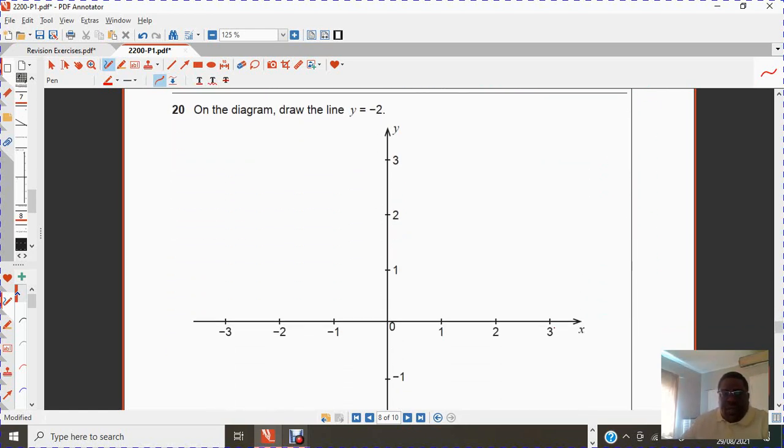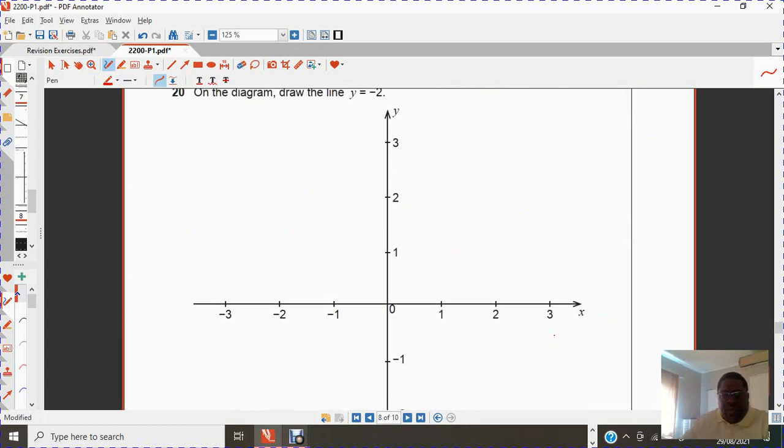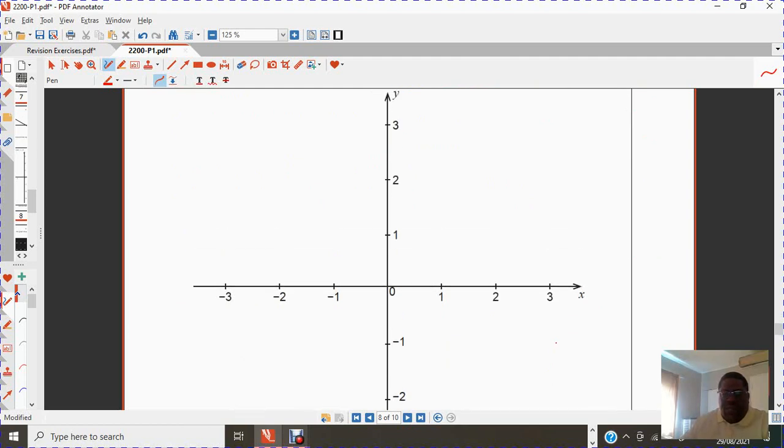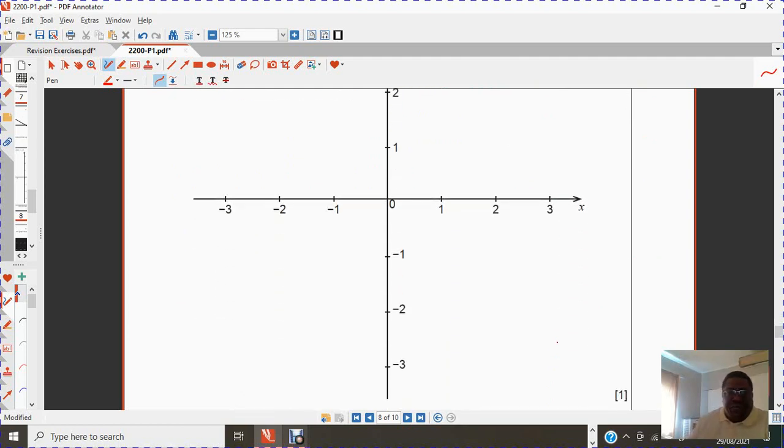Then when you come here, they are saying draw the line y equals -2. The line y equals -2 means that line will cut the y-axis at -2. So here we go again: you take your ruler and draw that line here. That is the line we are looking for. Remember, I have to draw my line, so let's make it a little bit thicker. It's going to be the line y equals -2. Just get it nice in there.